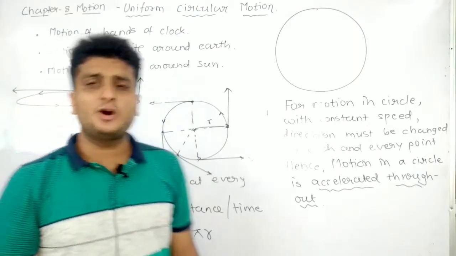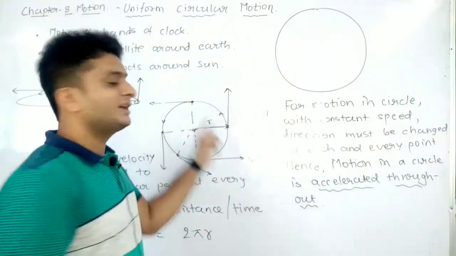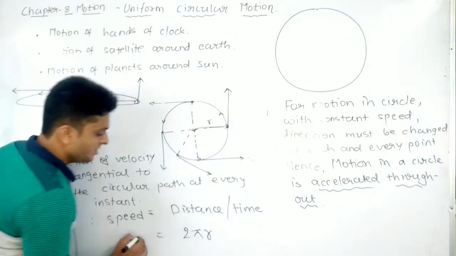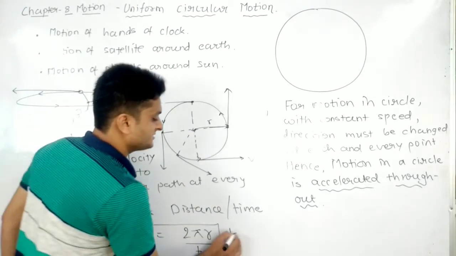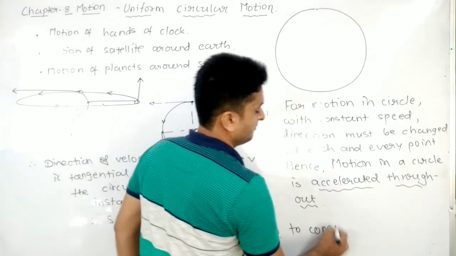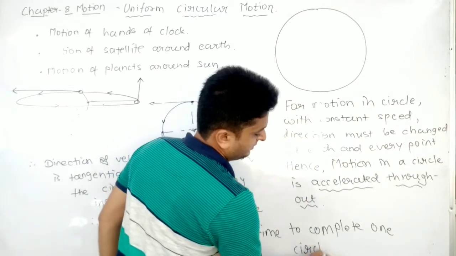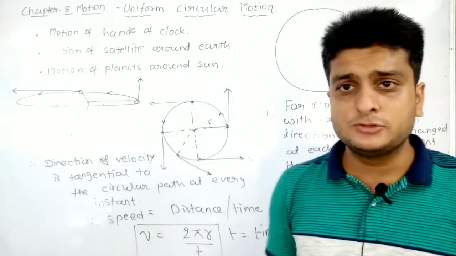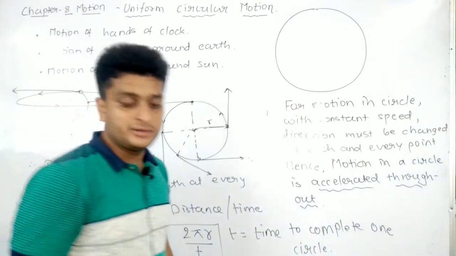And let's consider the object takes t seconds to complete one circle. So to complete one circle, if it takes t seconds, so velocity or speed is equal to distance divided by time. And this t is what? Time to complete one circle. Is it clear?